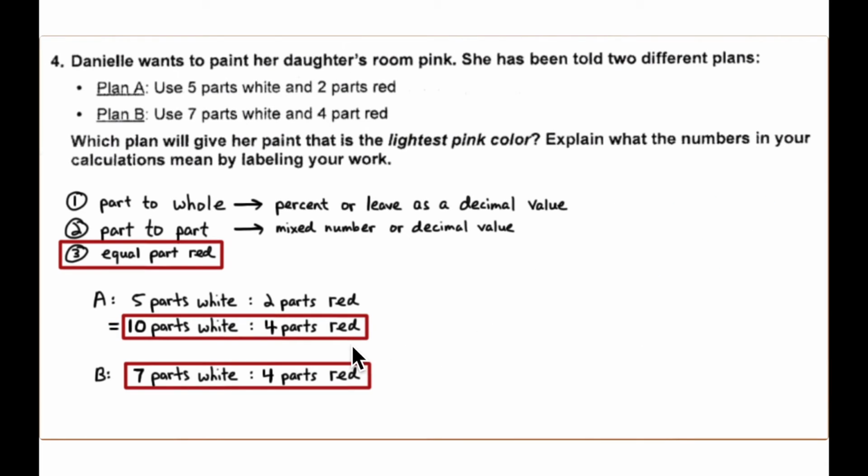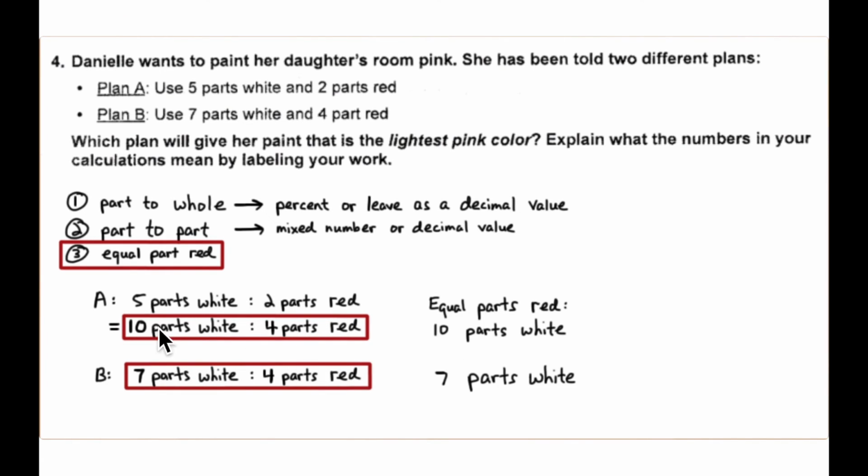Now you can just look at this. Very little calculation here. Just realize I'm going to use twice as much white paint and then compare these two numbers. The reason you can do that is because in both cases you're using 4 parts red paint.